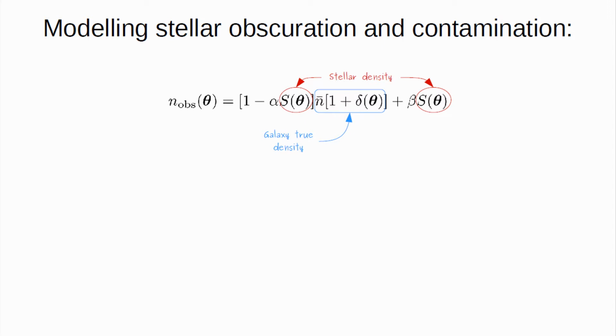So this is the model I want to use, and one thing to note is that I use the same template for the contamination and for the obscuration effect. Another thing is that I use the same template for all redshift bins. Okay.